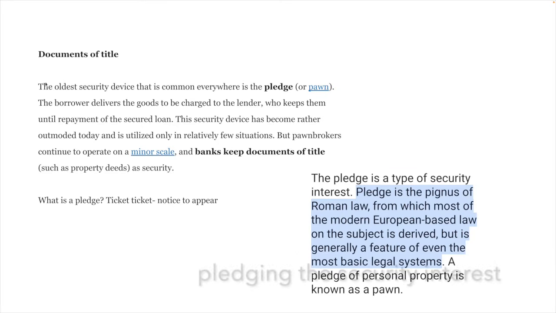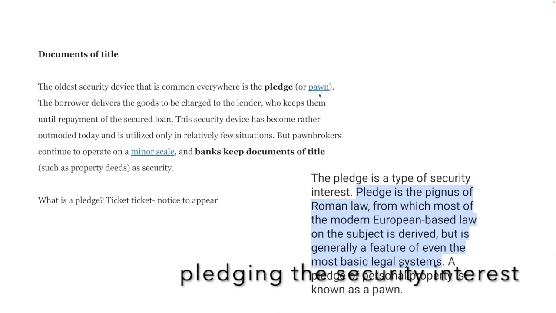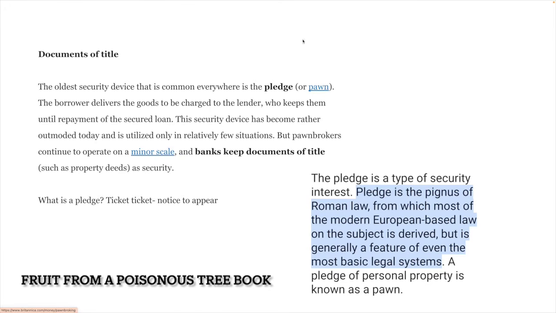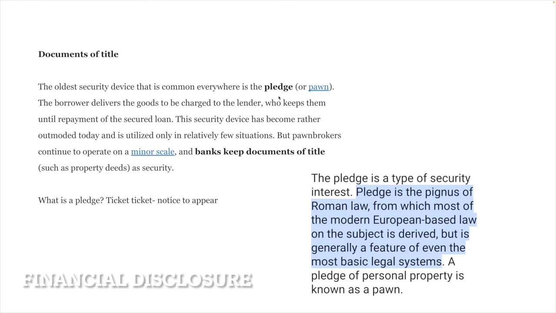So basically, the oldest security device that is common everywhere is a pledge. So you're pledging the security agreement. If you've listened to my video about the fruit from a poisonous tree, I think in chapter 2 it tells how they created a plan where everyone is going to be pledging their security interest and always have to be paying. It was some plan that they decided to do.